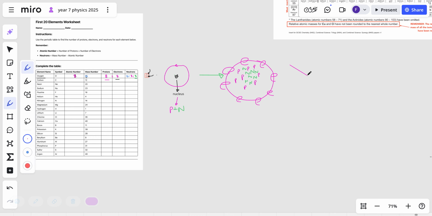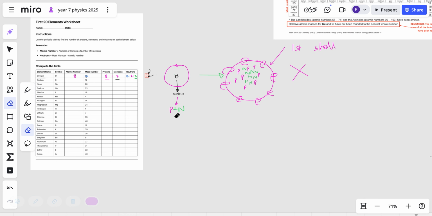You can't do that. That is wrong. This is called the first energy shell, or just the first shell. Right? You can only put 2 in the first shell. Doesn't matter how many electrons you've got, you can only put 2 in there.